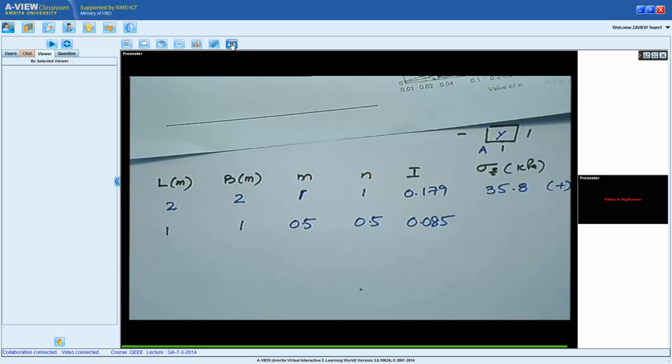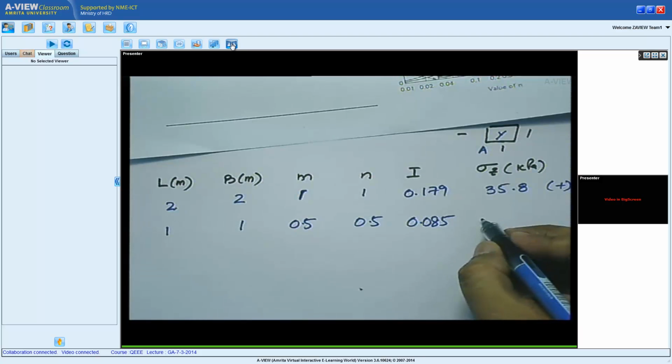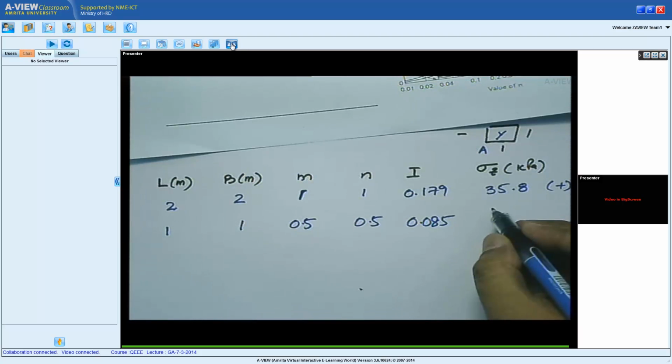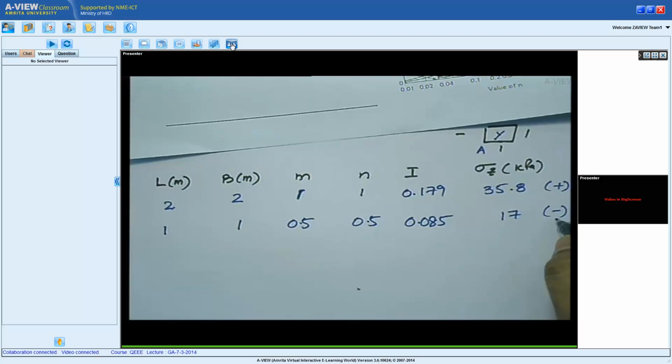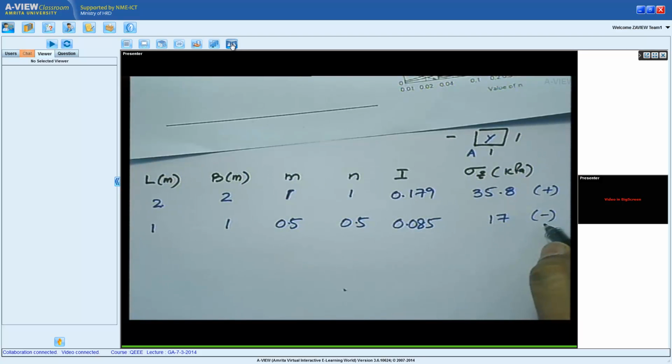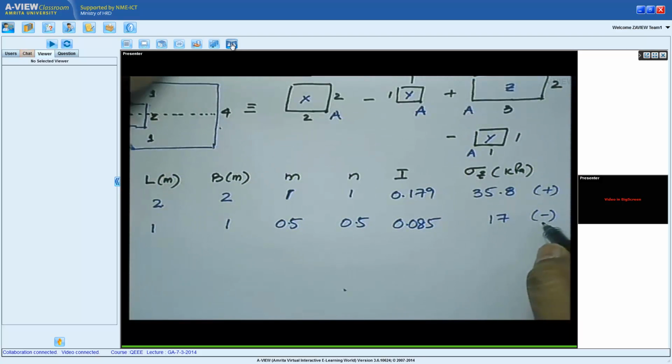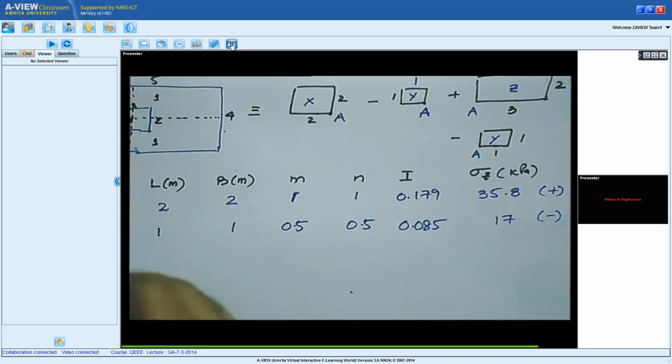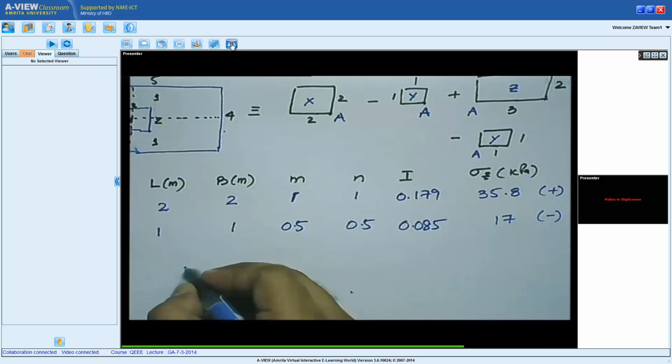The final one is influence value times 200. So it's 0.085 times 200, which is 17. And remember, this has to be subtracted. So I've just written minus for my convenience so that towards the end I do not forget to subtract this value.